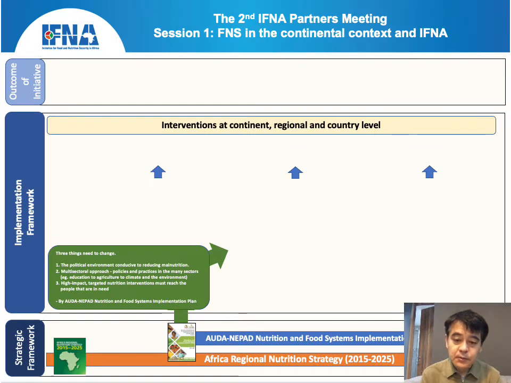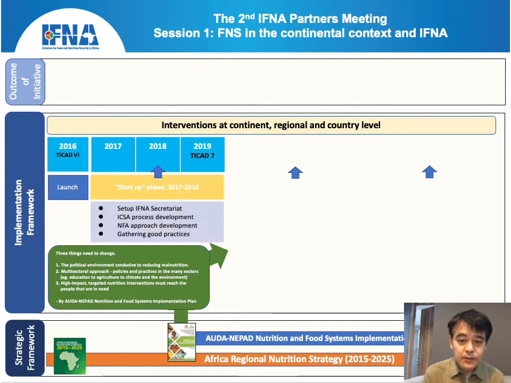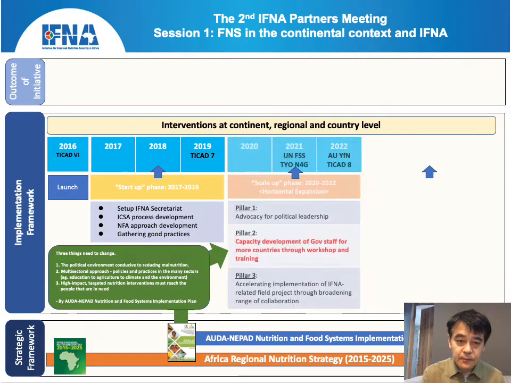As mentioned in the previous slide, IFNA is a 10 years initiative divided into 3 phases. First phase is build-up phase, creating implementation framework, development of the methodology. And IFNA is currently in the second phase, which is a scaling up phase.